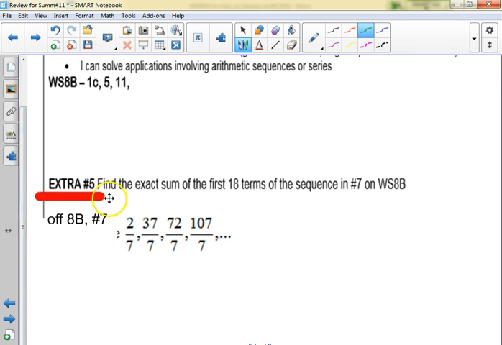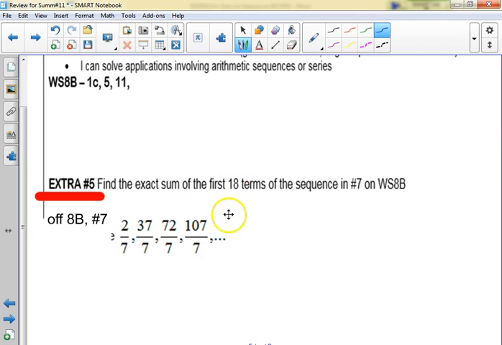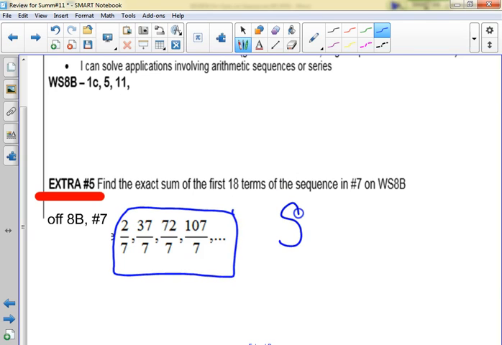Okay. Extra problem number 5 says find the exact sum of the first 18 terms of sequence 7 on 8B. So this is what I wrote down. Is that right, guys? Is that from number 7 on 8B? So this is the question, and I want you to find the sum of the first 18 terms. How would you do that? What's the formula? 18 over 2 times the first term plus the 18th term, right? As it's arithmetic.